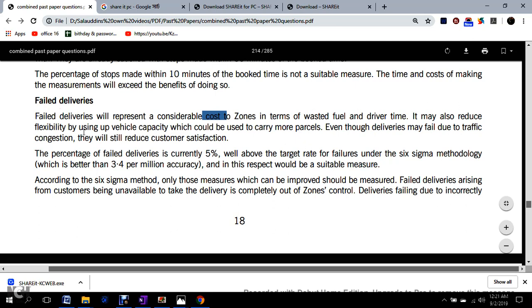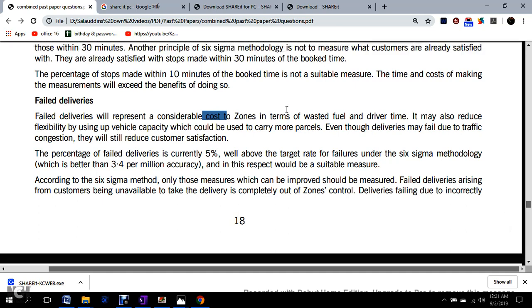It may also reduce flexibility by using up the vehicle capacity, because we are carrying parcels which are not being delivered. So we are using space for unnecessary parcels, which could be used to carry other parcels. Even though deliveries may fail due to traffic congestion, they will still reduce customer satisfaction. Whatever the reason for delivery failure, it will decrease customer satisfaction.